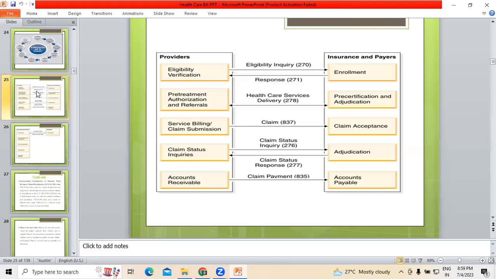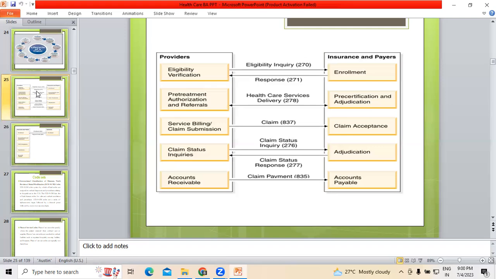So eligibility verification depends on two areas, as I told you. Some people have Medicare plans. Again, in Medicare, somebody may opt for plan A, or B, or C, or D. That is one category. The second category is Medicaid, for people from the low income group. Second area is private insurance.